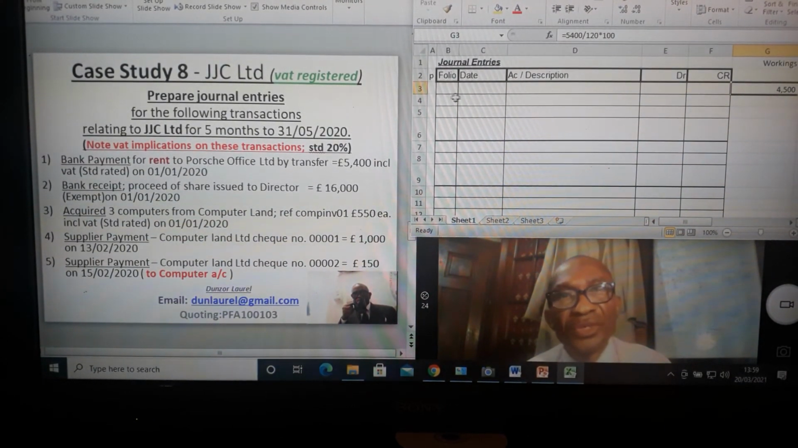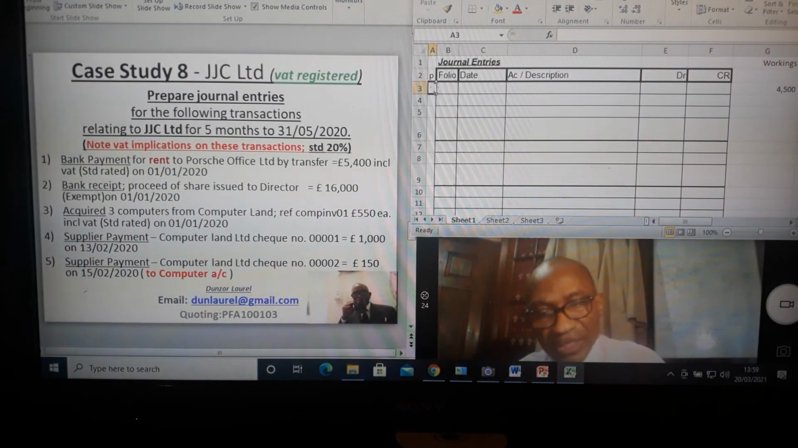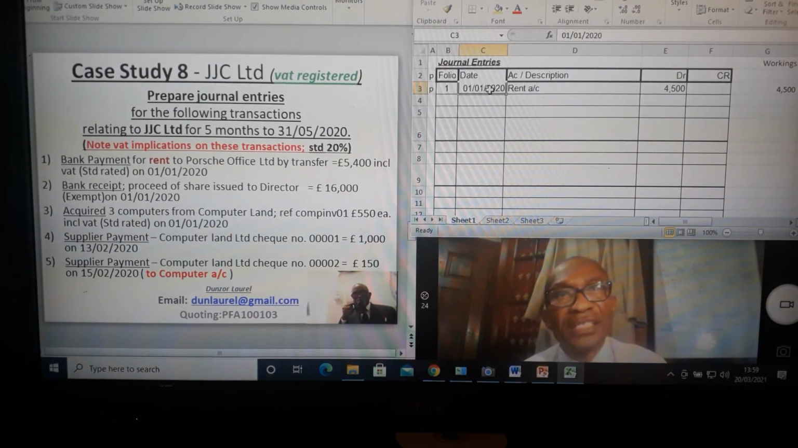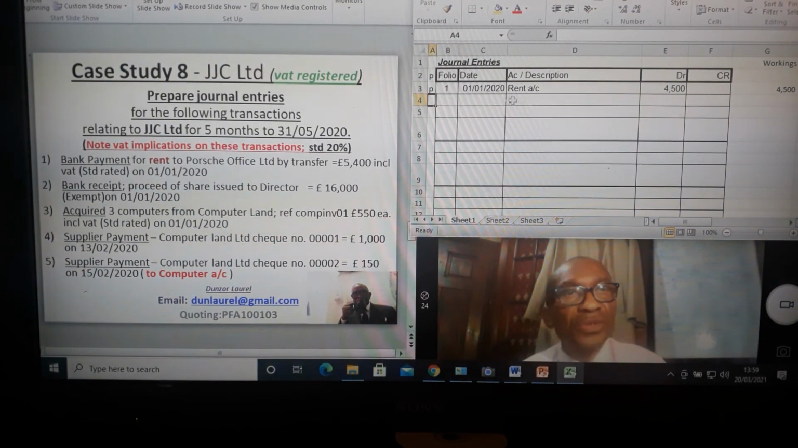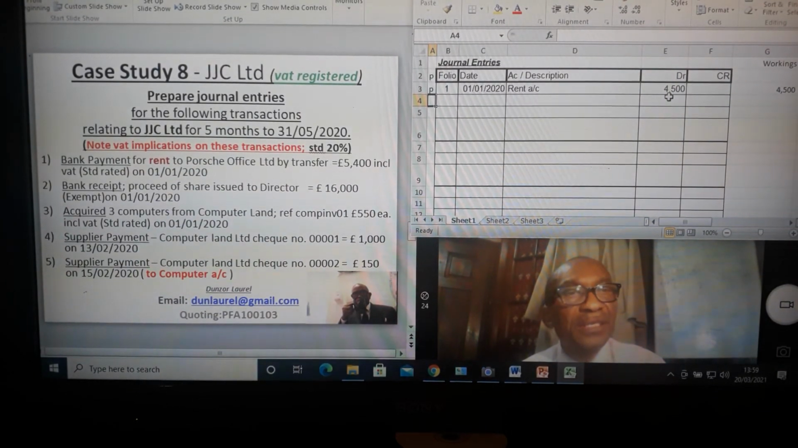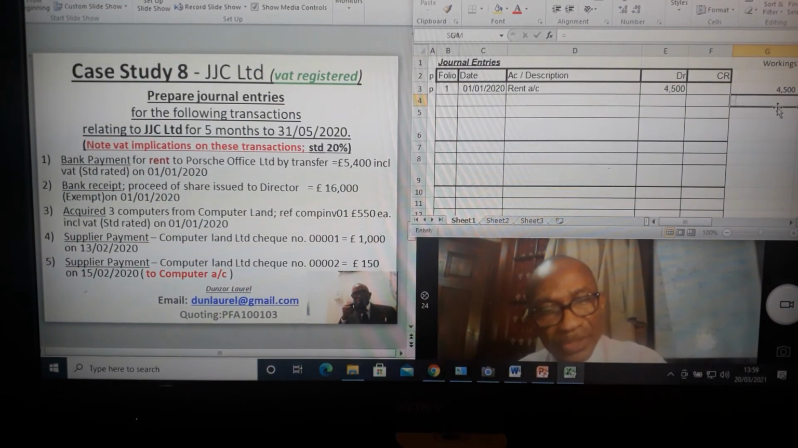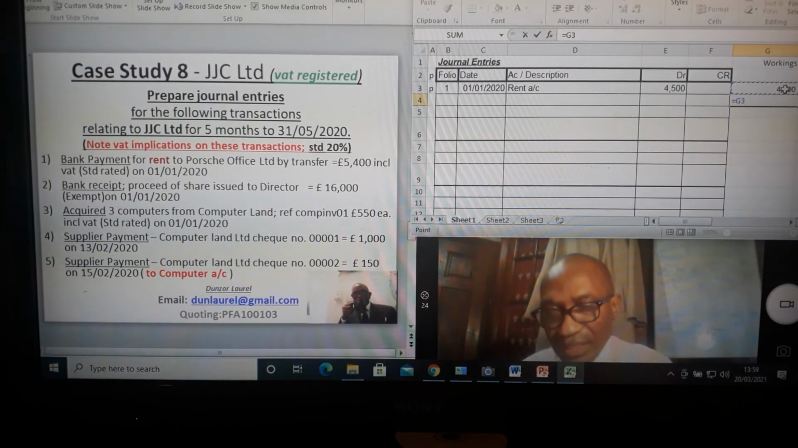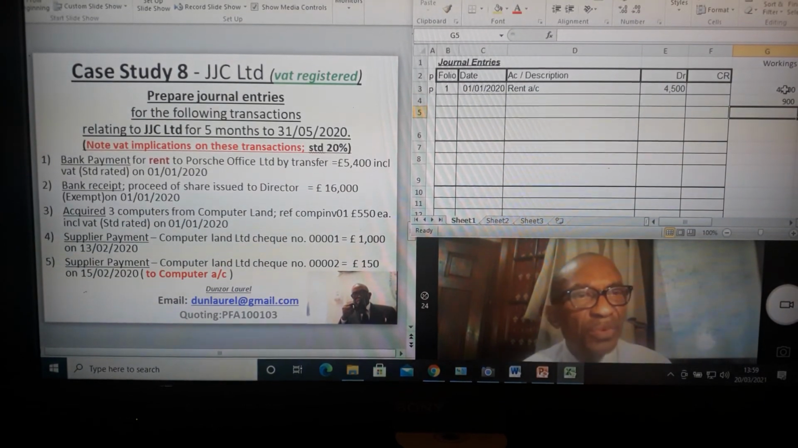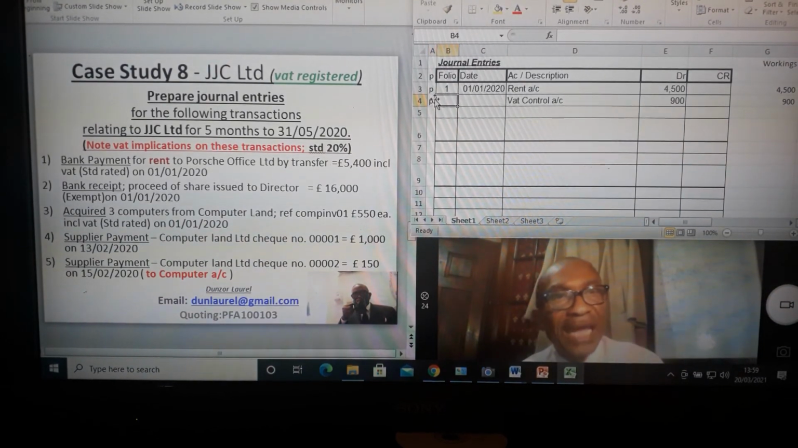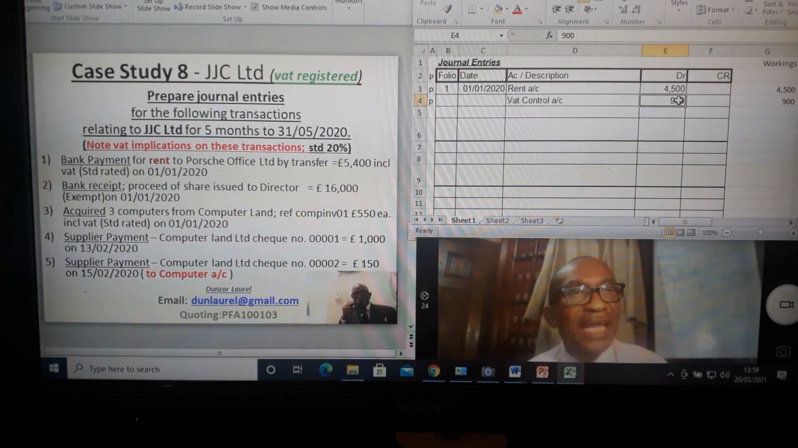That will give me 4,500 net. So if I post the first column, I always start from debit. So that's the 4,500 debit to rent account, and that's the date. All right. The other debit relating to this transaction will be that of the VAT control account. So the VAT is 20% of the net. That's net times 0.2, which gave me 900. So my VAT charge will be 900. That VAT control account is debited 900.